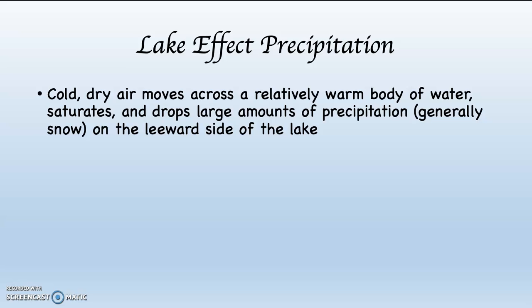The cold air saturates quickly. Remember, cold air cannot hold a lot of water, but the air acts like a sponge. It wants to absorb water, and then drops large amounts of precipitation, generally snow, on the leeward side, the back side of the lakes.